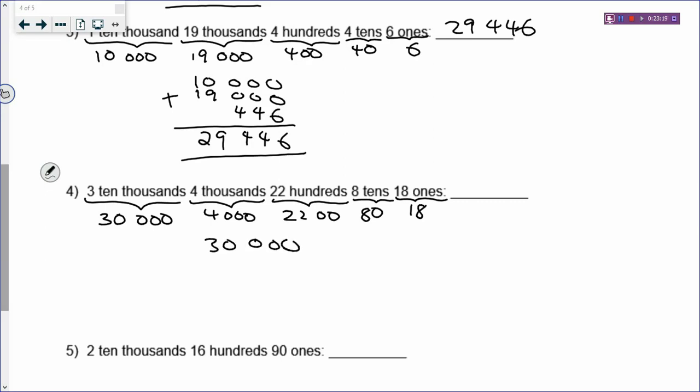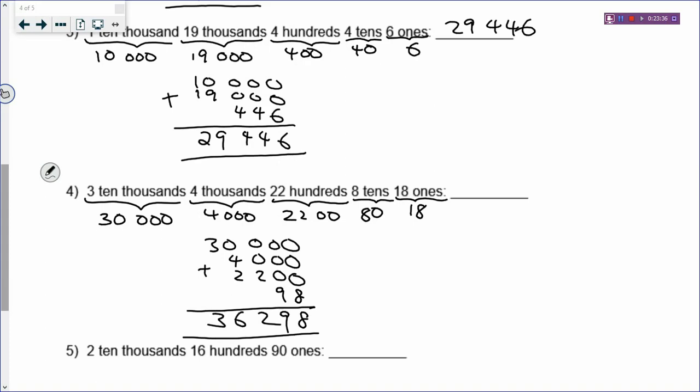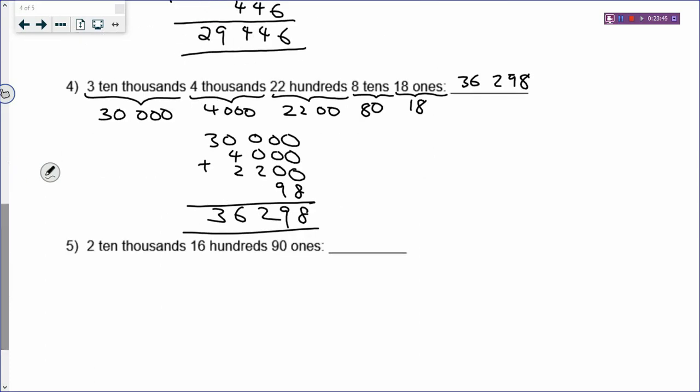So 30,000, 4,000, 2,200, 80 plus 18, that will be 98. And then you just add them. So you have 8, 9, 2, 6, 3. So your numeral is 36,298. Okay? Alright, let's go on to the last one.